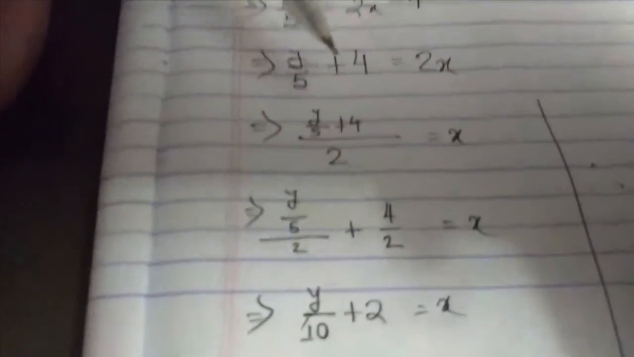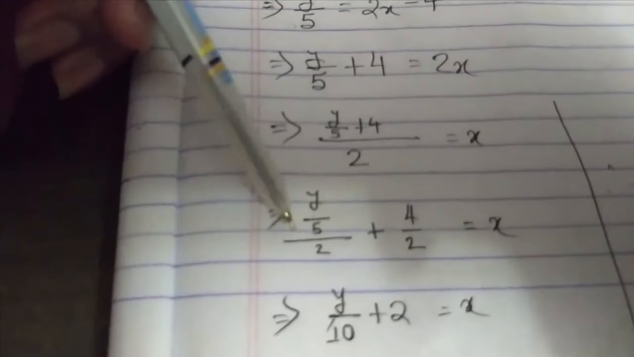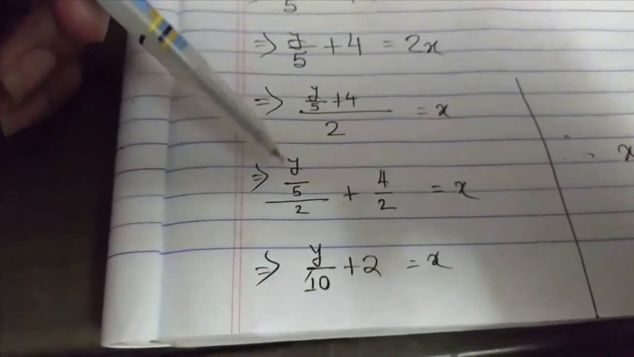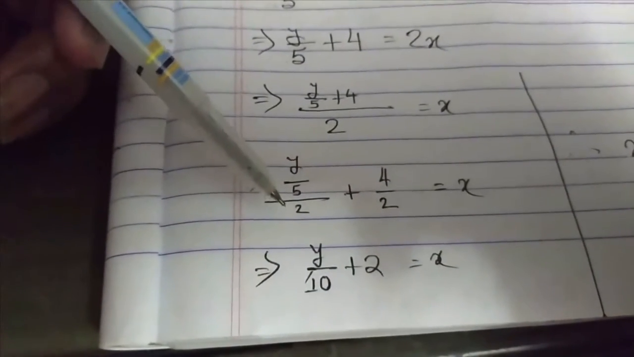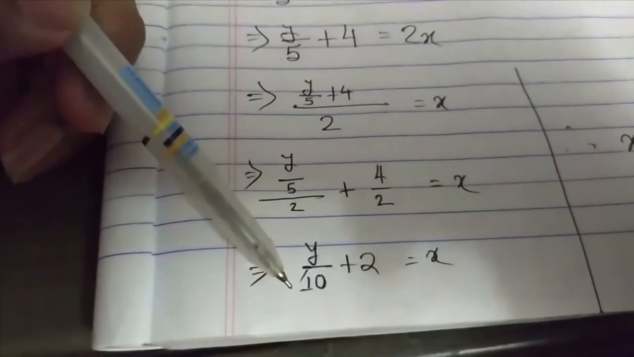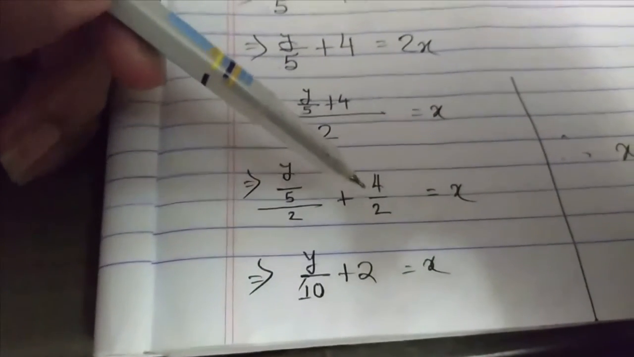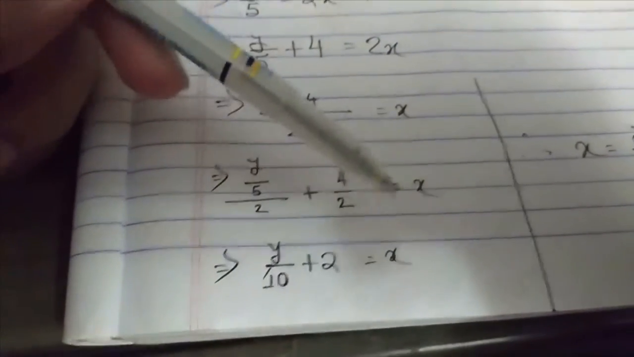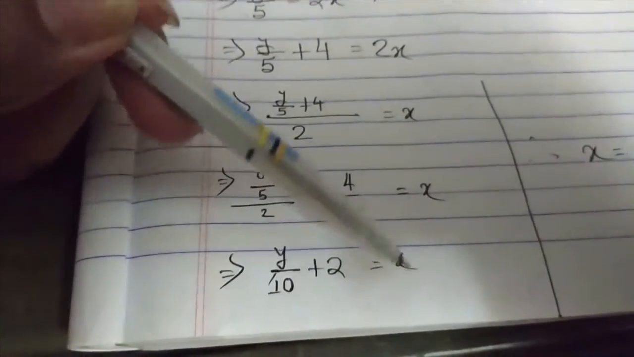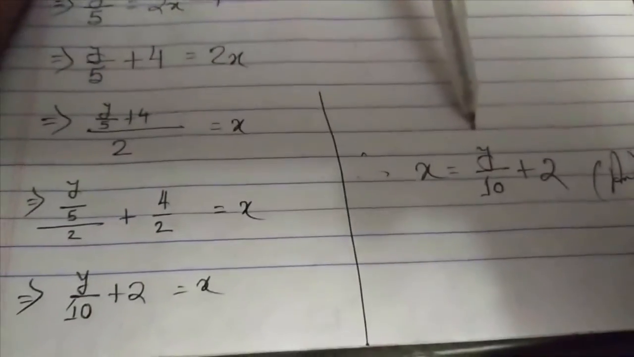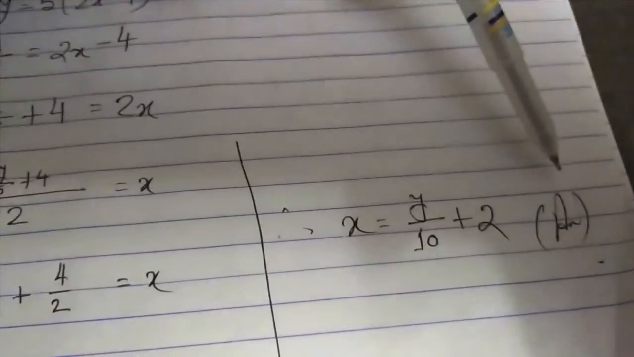These things may look a little bit complicated to you, but it is not. What we will be doing is y divided by 5 divided by 2, plus 4 by 2. If we break it down, dividing by 2 becomes multiplying by 1 by 2, so y divided by 10. And 4 divided by 2 is 2. So y divided by 10 plus 2 equals x. Now we have x alone on the right side of the equation, so x equals y divided by 10 plus 2, which is the answer.